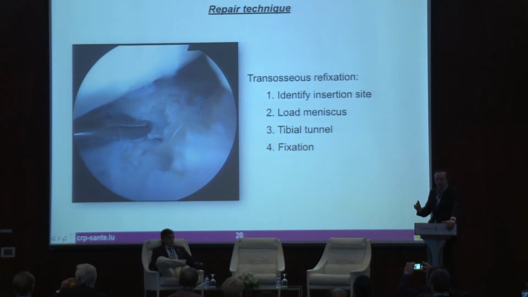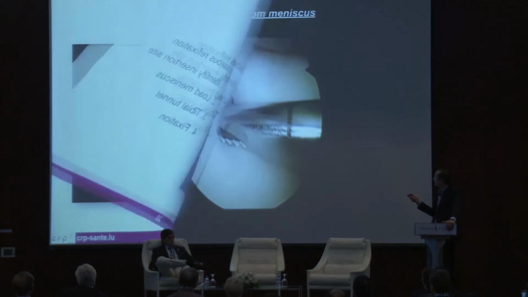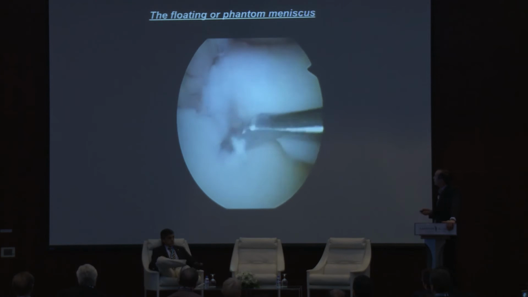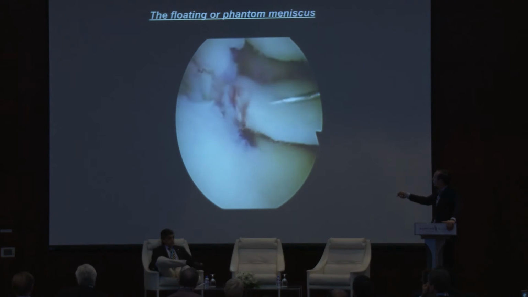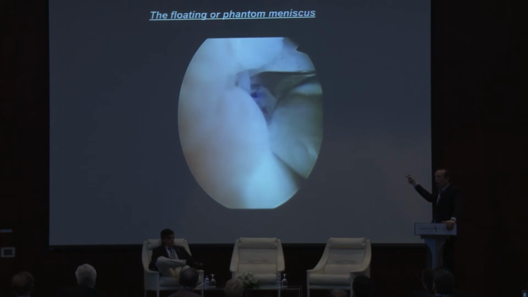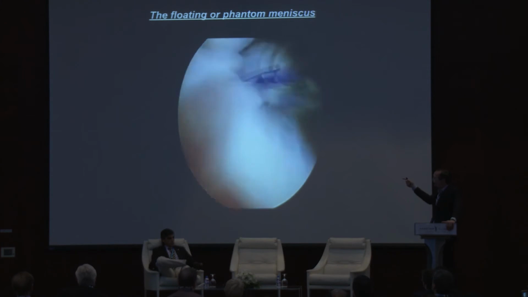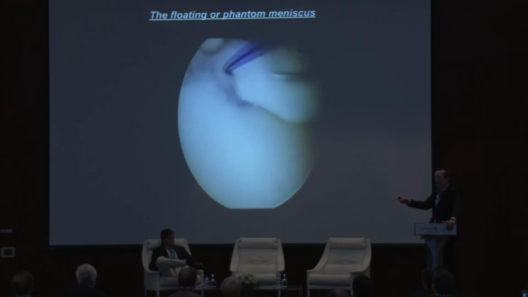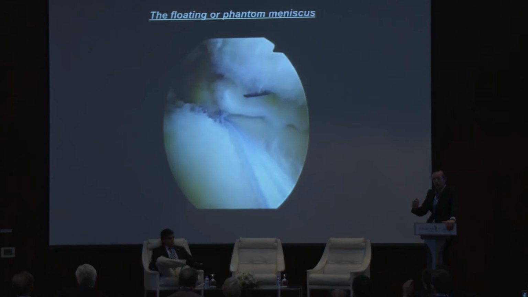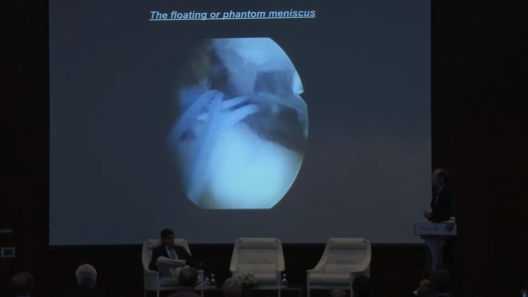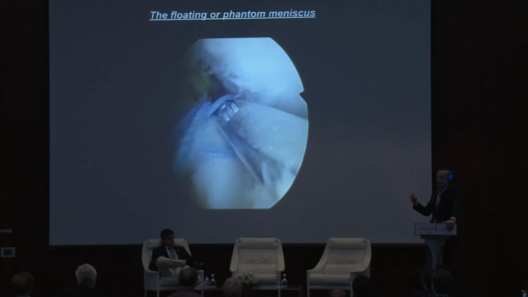Repair techniques are straightforward. You have to identify the lesion, you have to load the meniscus with a suture, you have to create a tibial tunnel, and then you have to fix the lesion. And this is a nice video showing you a root tear here. This is the horn. You're going to refresh it, and you're going to load the horn with different sutures. We know that a simple suture will not hold everything, so we need complex sutures. Again, modified Allen Mason, double loops, double interlocking loops.